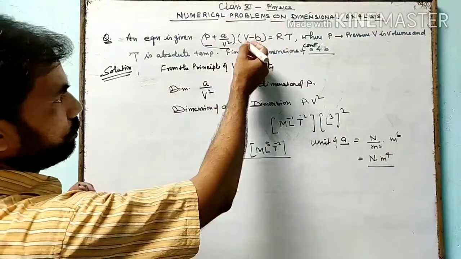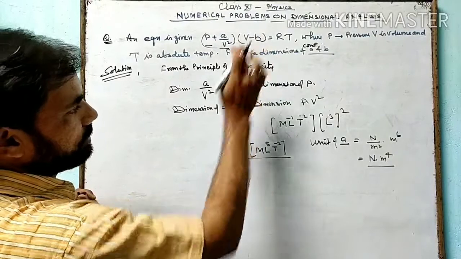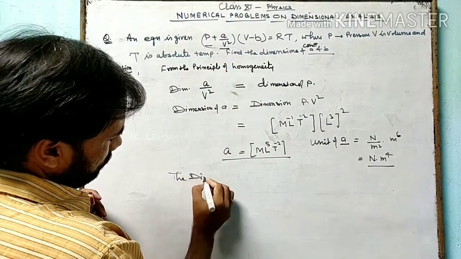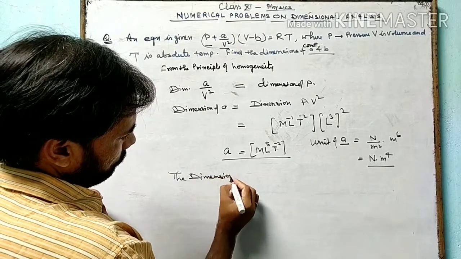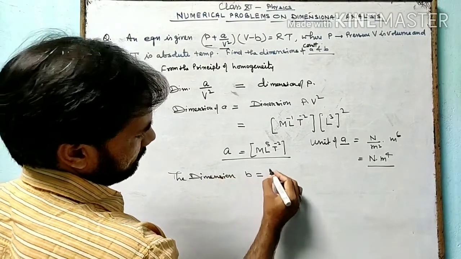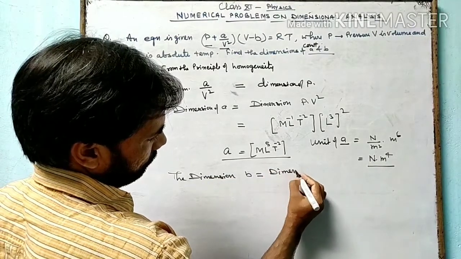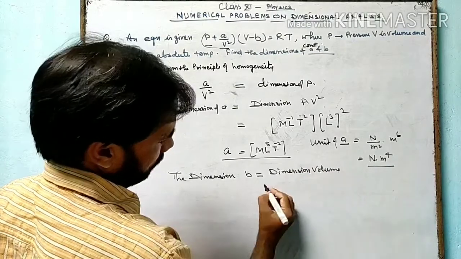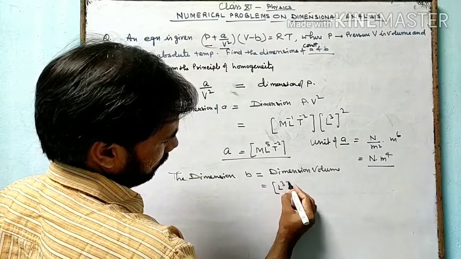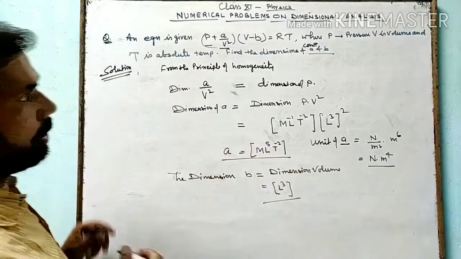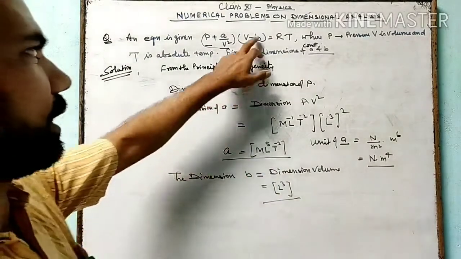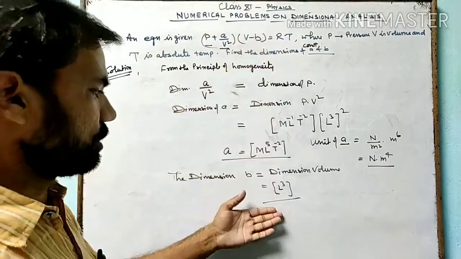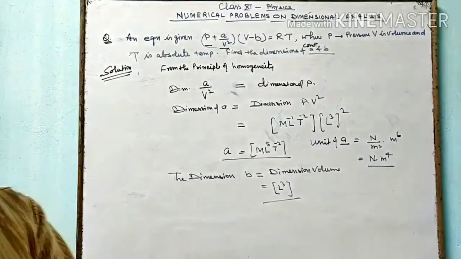Now let us see how we calculate the dimension of small b. The dimension of small b is the dimension of volume, that is L. It is very simple, because b is subtracted from volume, so naturally it will be the dimension of volume. So it's very simple.